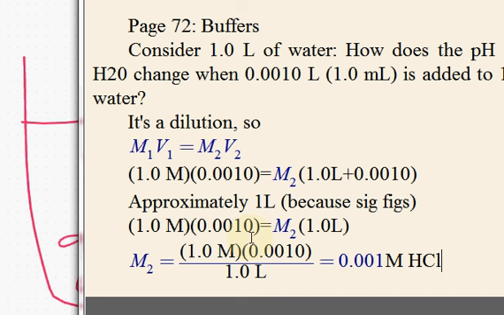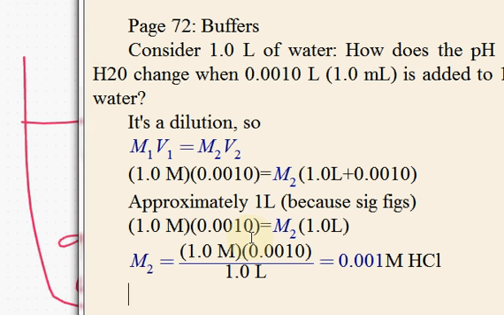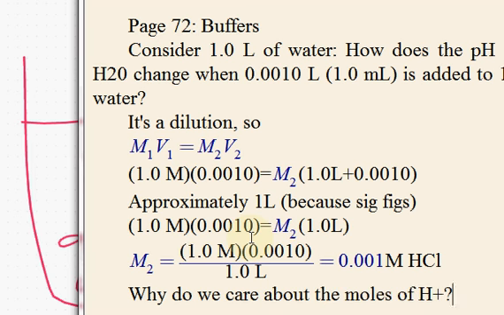Since this is a concentration, it's a molarity. It's moles per liter. So moles of, I don't know, HCl per liters of water. Liters of solution. So why do we care about the moles of HCl? Why do we care about the moles of H plus is actually the question. Because that's how you find pH.